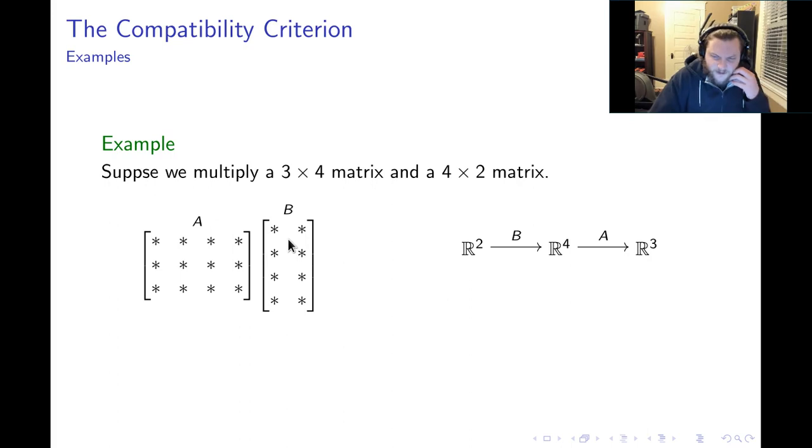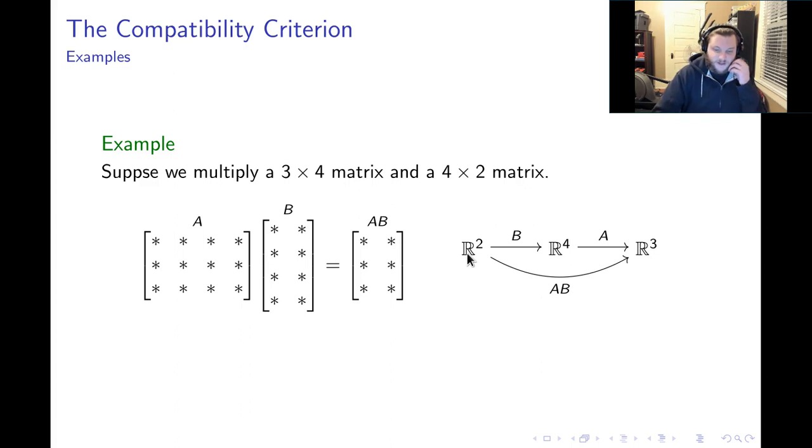And what does the resulting matrix look like? Well, remember, what we're trying to do is build a new matrix that just skips this middle step. So we want a matrix that goes straight from R2 to R3, which means that when we multiply A and B together, we should produce a 3 by 2 matrix. That's exactly what ends up happening: since A is 3 by 4 and B is 4 by 2, we multiply them together and we produce a new 3 by 2 matrix.